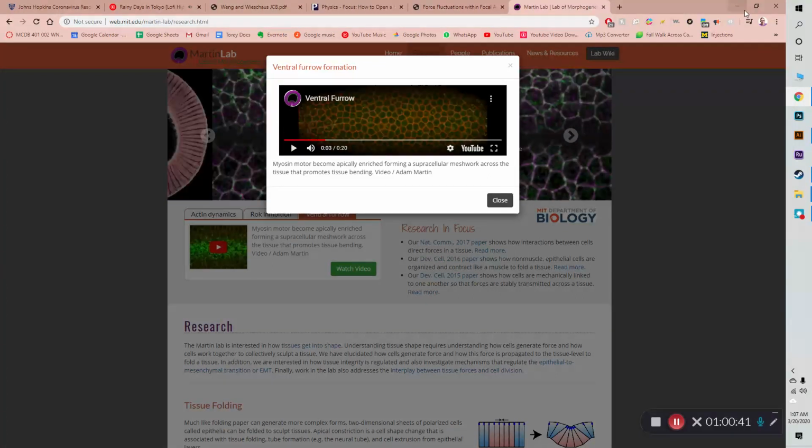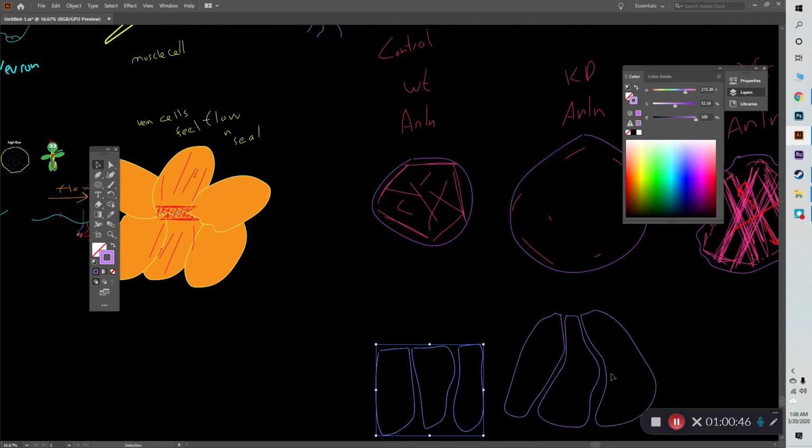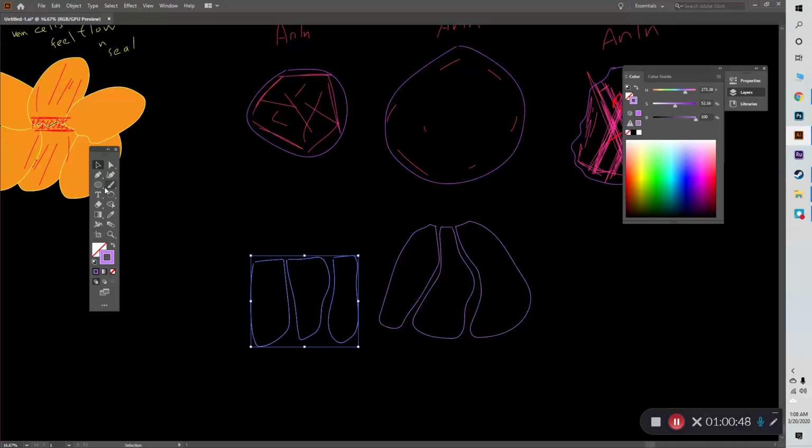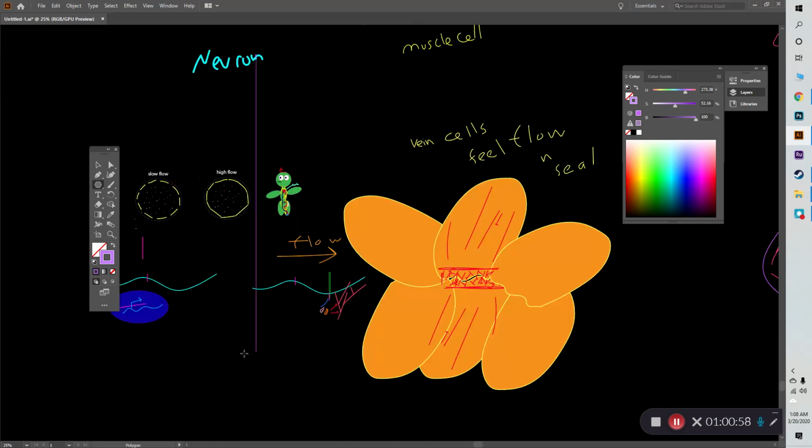It looks at the catch bond aspect of myosin 2. And it shows that, you have this like, let's make a little cellular patterning.